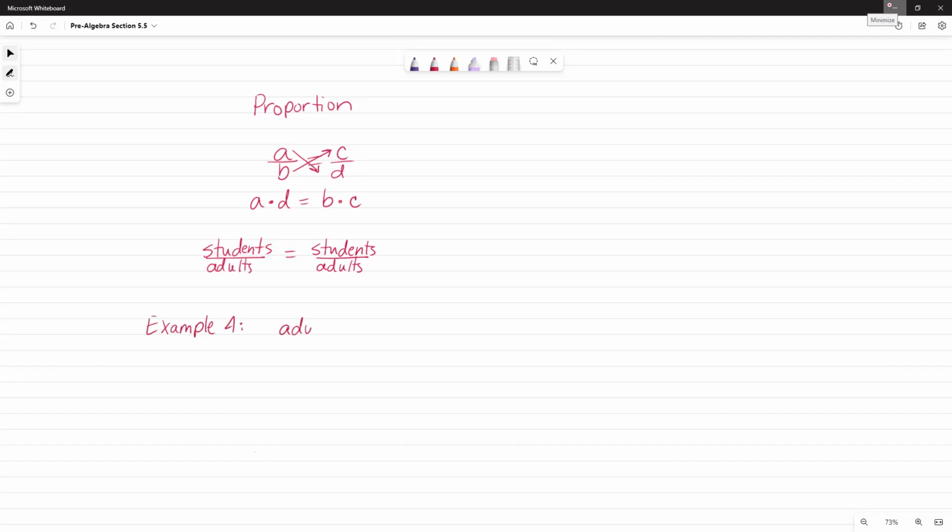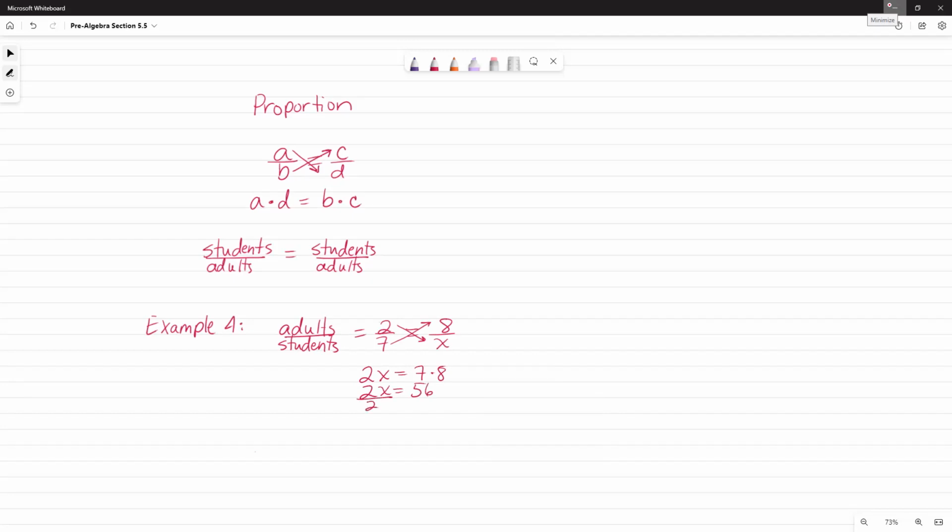we have adults, students. So the ratio is 2 to 7. Internet's acting up even at home, 2 to 7. And we know that we have 8 adults, and we want to know how many students do we have. So we use the form 2x equals, well, I'll do 7 times 8. So this means that 2x equals 56.